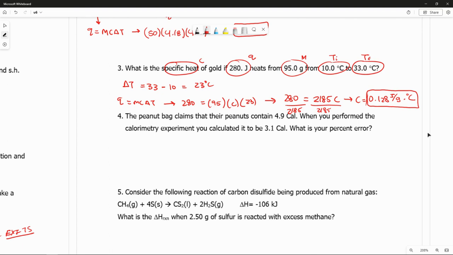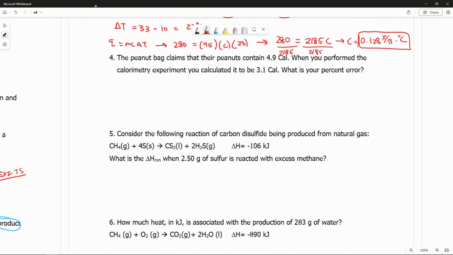All right, let's try number 4. The peanut bag claims that their peanuts contain 4.9 calories. When you perform the calorimetry experiment, you calculate it to be 3.1 calories. What is your percent error? Percent error, you are not given this, unfortunately. The percent error formula is going to be the absolute value of your actual minus experimental, over actual, times 100.